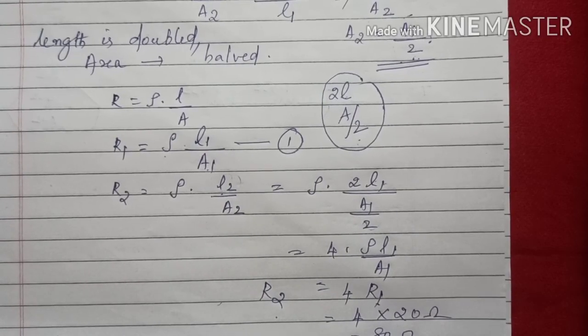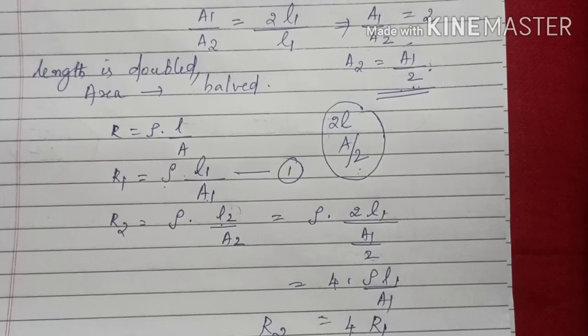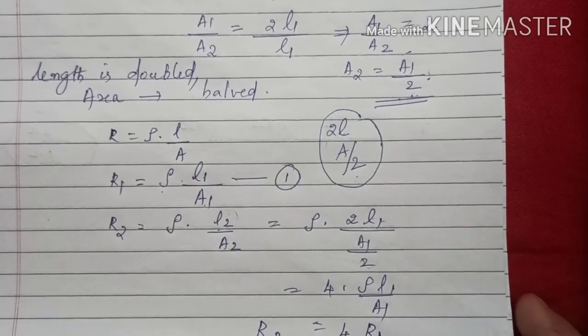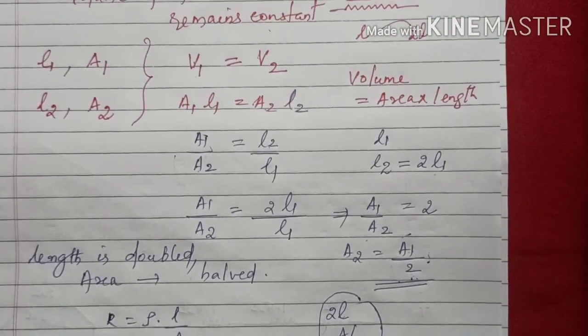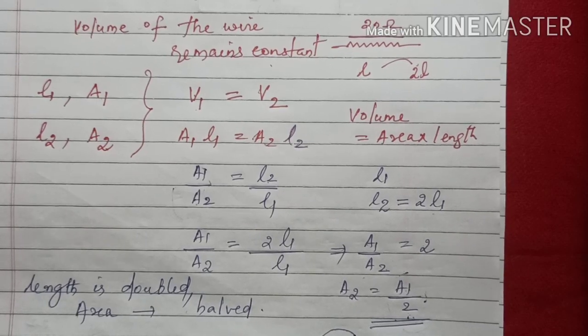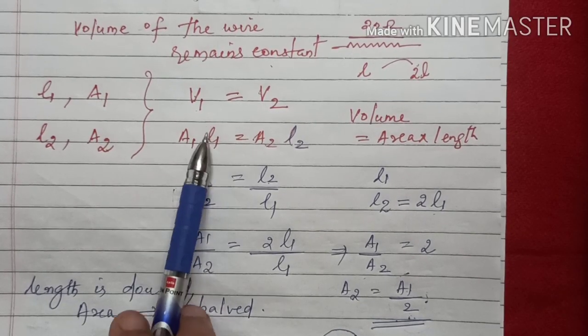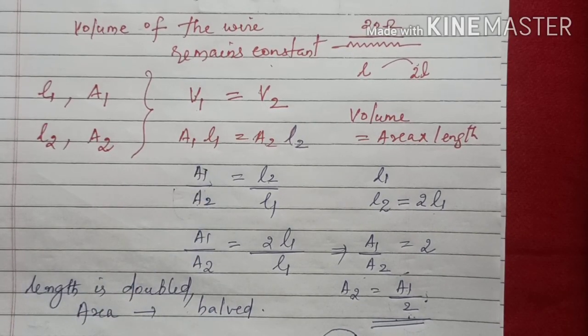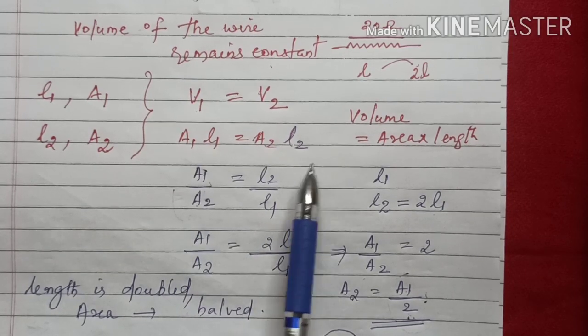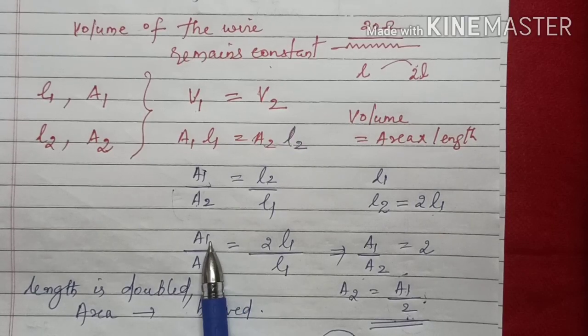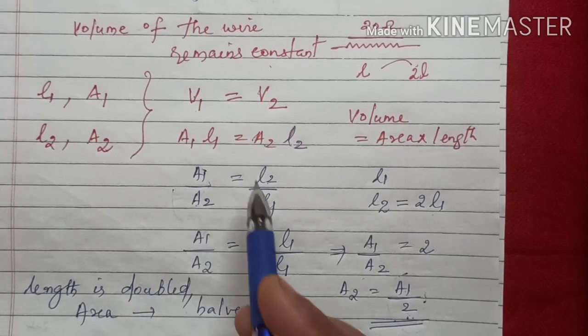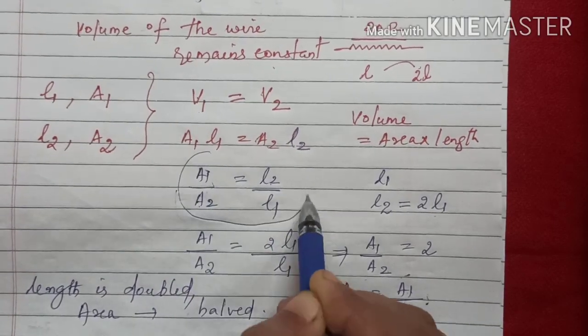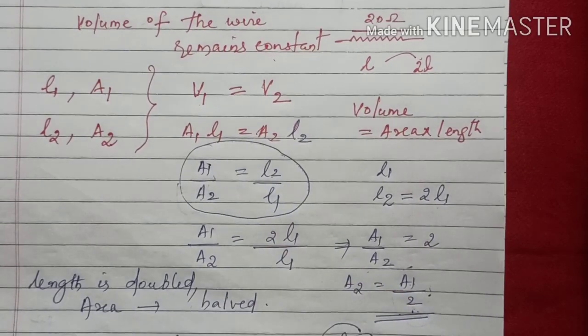Okay, so this is the answer here. Once again, first we found the relation between A1 and A2 and L1 and L2. For that, we took the condition that volume remains constant even though we drew out the wire. So we got one equation, that is A1 by A2 is equal to L2 by L1.